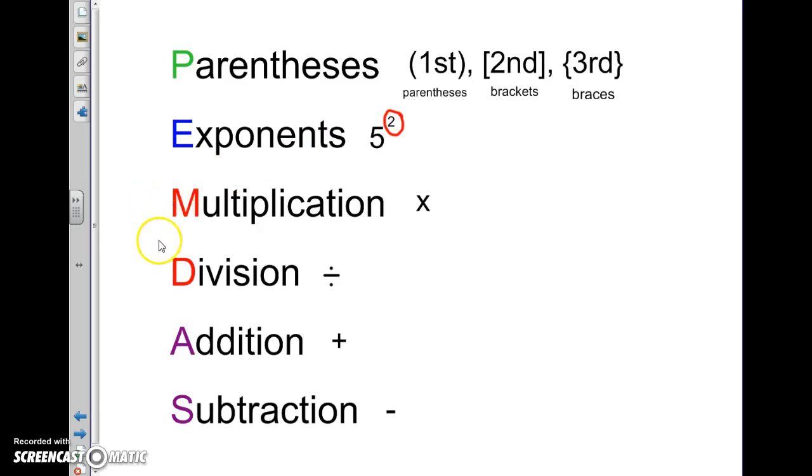And then multiplication and division. I had the same color here because remember, those are tied. So if you have multiplication and division, it's just left to right, whichever one comes first, you do first. And then after that's done, the last operations that you do are addition and subtraction. Again, those are tied, so if what you have left is addition and subtraction, you just work left to right.